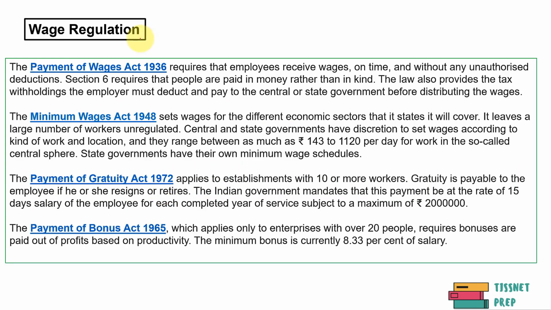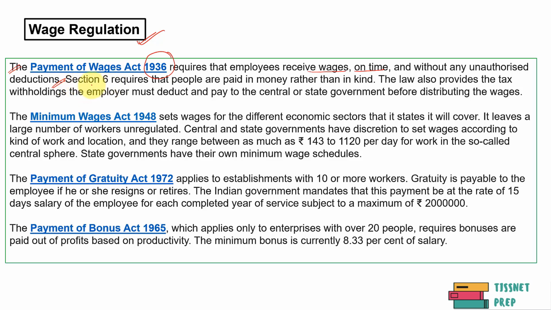Okay. Now, acts relating to wage regulation. The first and very important act is the Payment of Wages Act 1936. It came pre-independence. Let's see what the provisions are. It requires that employees receive wages on time and without any unauthorized deductions. So this makes it clear that employees do not get exploited at the time of payment.